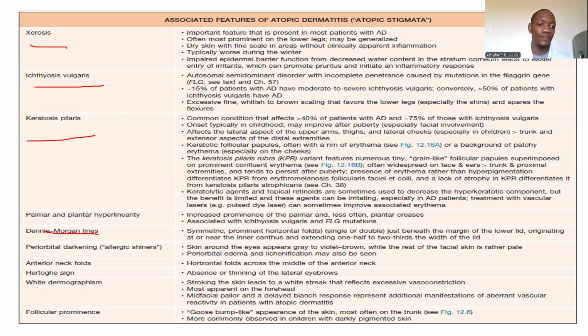And then you can also have central facial sparing. Then you have the Hertoghe sign, which is absence or thinning of the eyebrows, especially in patients with atopy. And then we can also have what is called white dermographism. You know that when you stroke the skin, there should be erythema. But for patients who are atopic, their skin is very dry, so when you stroke, you just get a white line. That's what we call white dermographism.